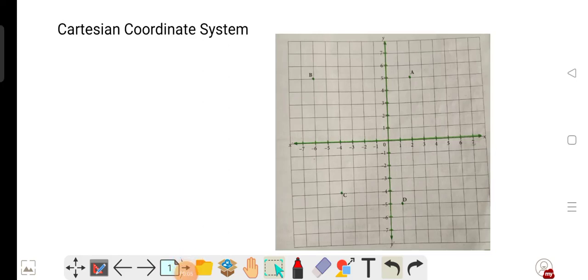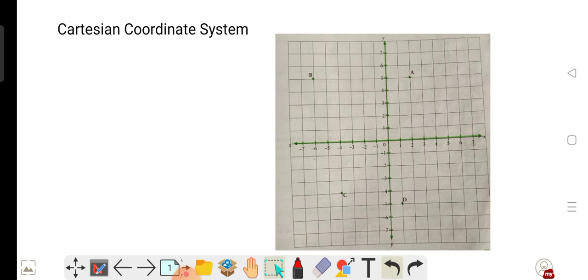As you know, in the previous video we discussed the line graph. Today we will discuss the Cartesian coordinate system. Okay. So this Cartesian coordinate system was first invented by a French mathematician named René Descartes.